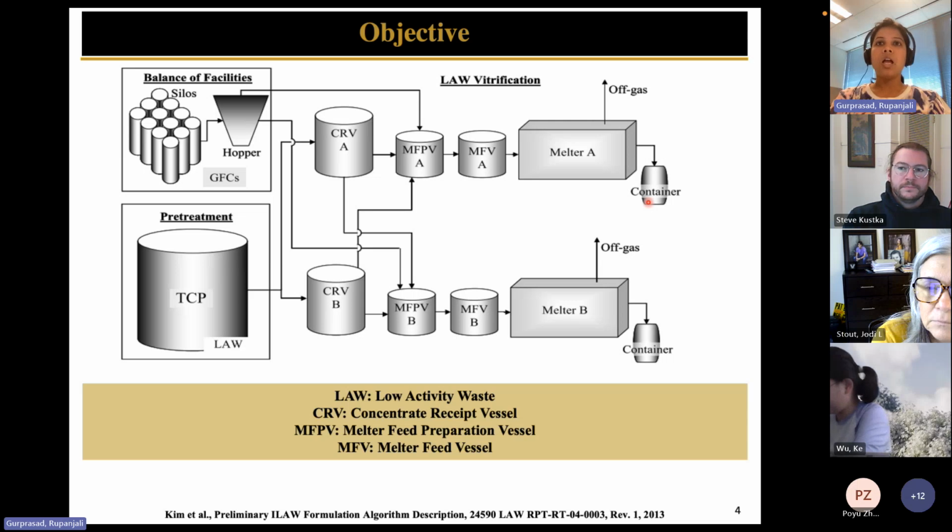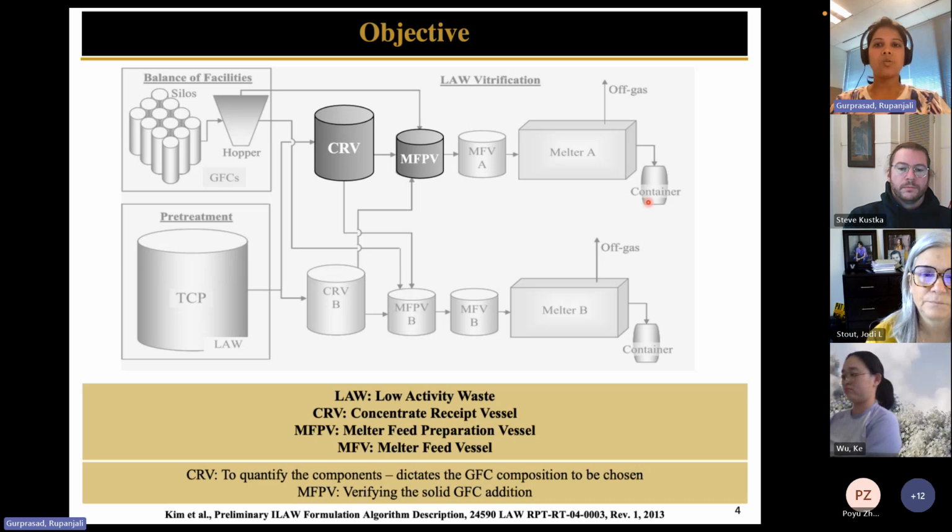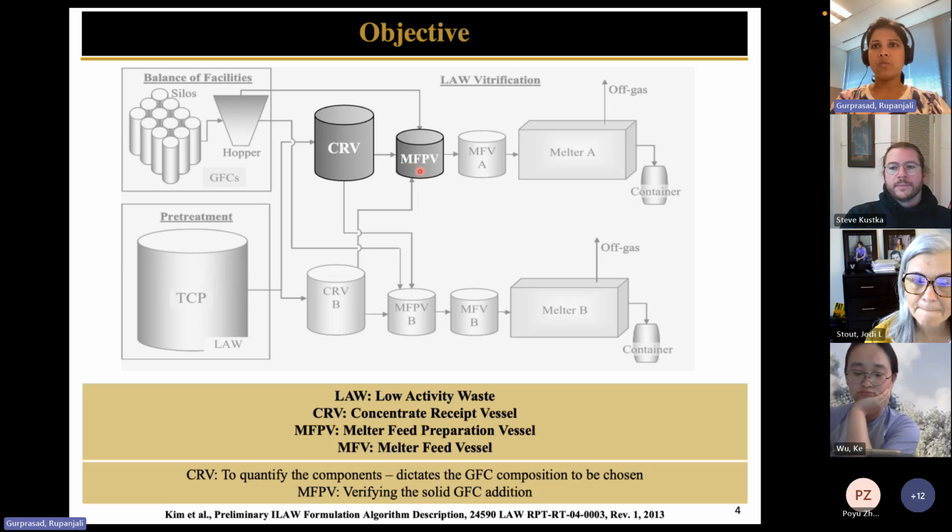Now, from a processing point of view, offline sampling of two tanks in this whole process is essentially required to ensure that the glass that is being produced at the end of the process is very durable. So the CRB here acts as the first sampling point, because the addition and the composition of GFCs that is added to it depends on what the composition of the waste in this current tank is. And the second sampling point is the MFPV, the melter feed preparation vessel. And here sampling is done to ensure that the correct amount of the GFCs has been added to the system.